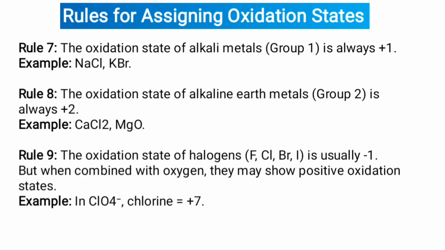And rule 9 is the oxidation state of halogens, meaning fluorine, chlorine, bromine, iodine, is usually -1. But when combined with oxygen, they may show positive oxidation states. Example, in ClO4-, chlorine has +7 oxidation state.